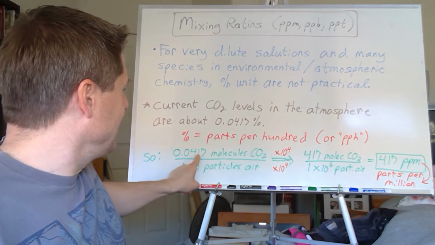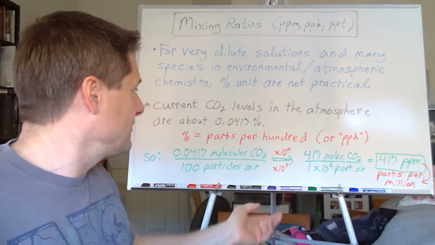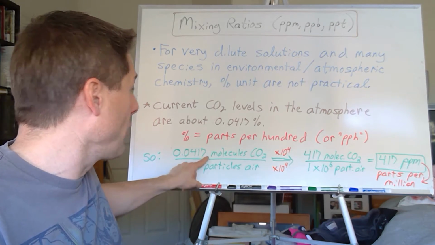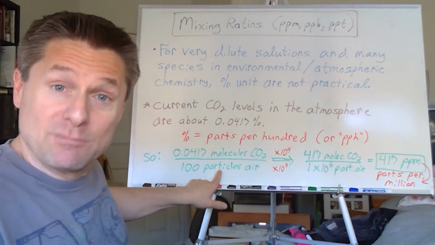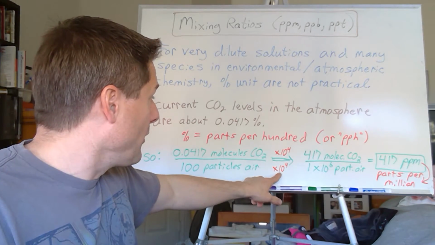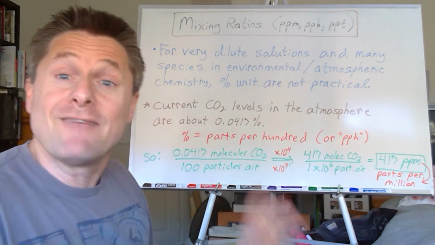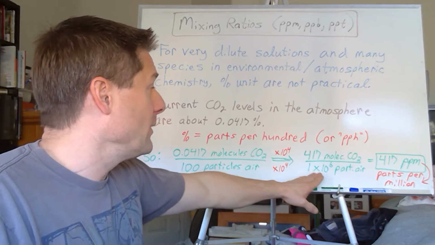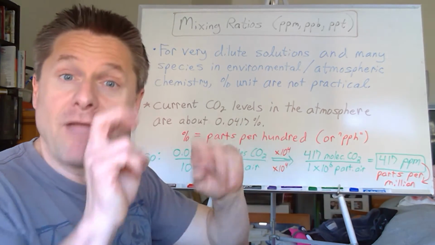So watch what I do here. Well, let's get this into a number that makes sense, like a 4, a 41, a 417. So why don't we get that to 417? So let's multiply that by 1, 2, 3, 4. Multiply the numerator by 10 to the fourth. And if we do that, let's multiply the denominator by 10 to the fourth. So if we take 0.0417 times 10 to the fourth, we get 417 molecules of CO2. If we take 100 times 10 to the fourth, we get 1 million, right? 1 times 10 to the sixth particles of air.